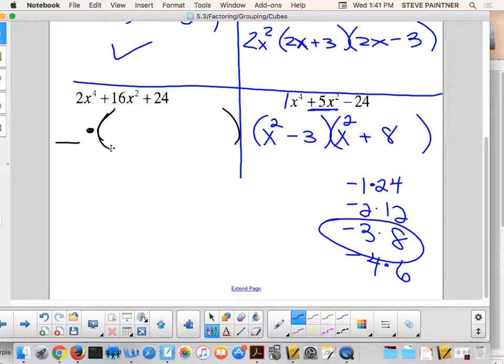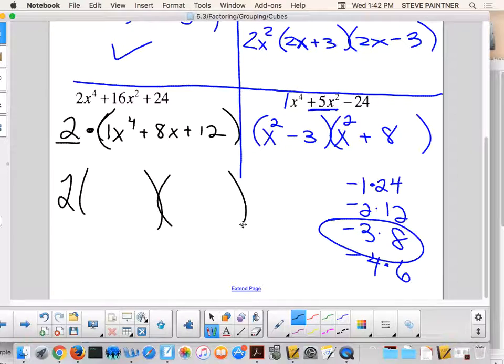GCF, anybody? 2. Okay, take out 2. What's left? X to the 4th plus 8x squared plus 12. Okay, there it is. Look inside. Is this considered easy or hard? Easy. Because there's a 1 inside, the 1 kind of tells me it's the easier one.